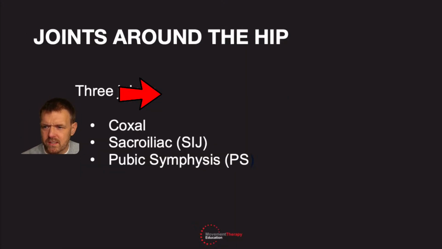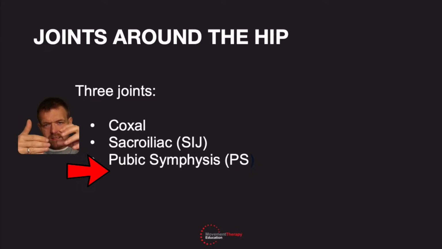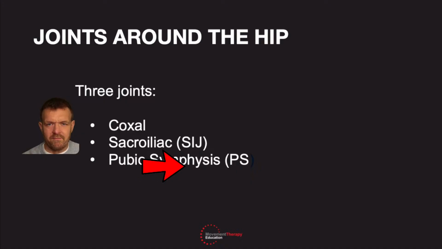And then we've got joints as well around the pelvis and the hip, and there are three. There's the coxal joint, which is the medical term for the hip joint, the ball and socket joint of the hip. We've got the sacroiliac joint, which we just mentioned, and then at the front where the pubic bones meet, with that connective tissue between the two, is your pubic symphysis.